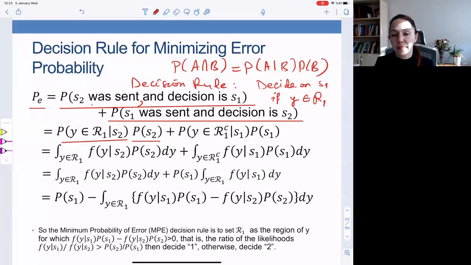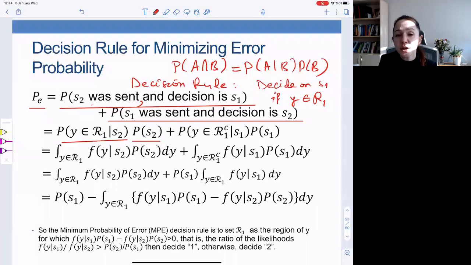Okay? And decide on S2 otherwise. This totally makes sense, right? I mean, we have one matched filter output to decide based on. We're going to decide whether S1 or S2 was sent based on looking at the matched filter output. We haven't proved this, but this is the sufficient statistic for making a minimum probability of error decision.